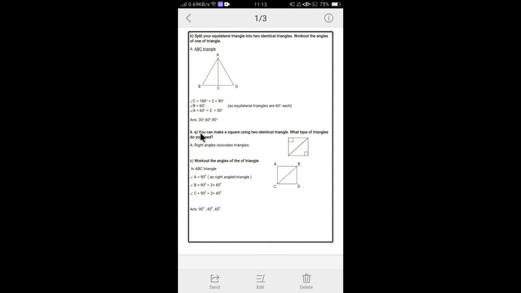Next comes question number 6. You can make a square using 2 identical triangles. First you have to draw a square, where all the sides are equal and all the angles are equal, 90, 90, 90, 90. Fine. Draw a diagonal line. You just draw the diagonal line.